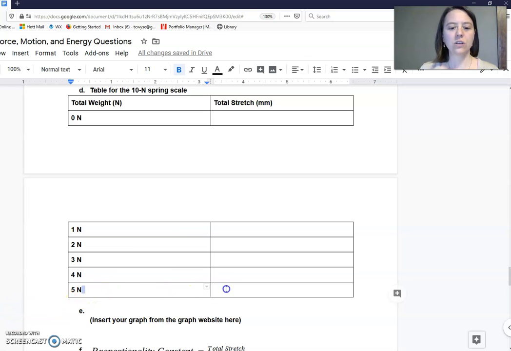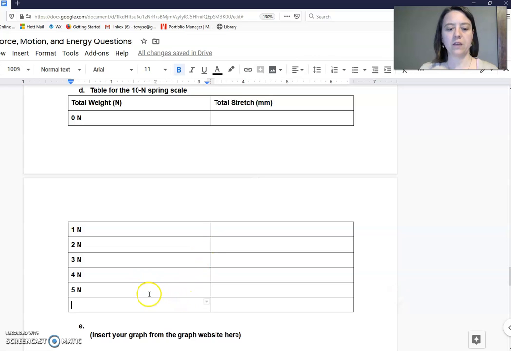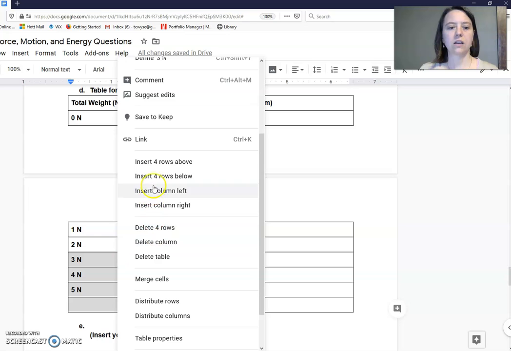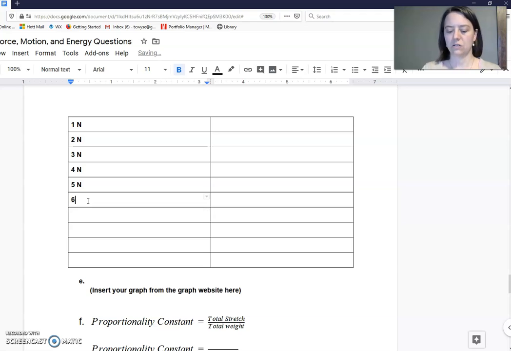No. What you do is you are going to insert, right click, and then insert a row beneath. And we're actually going to need 5 total rows. So I'm going to highlight 4 more. 1, 2, 3, 4. And insert 4 rows below. There we go. Now we can continue just like it was always good to go. 6 newtons, 7 newtons, 8 newtons, 9 newtons, and 10 newtons.